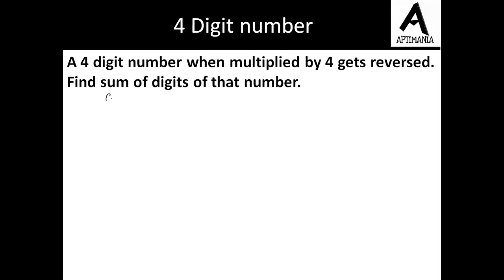So let us assume that the number was ABCD. When this number is multiplied by 4, the digits get reversed. So the number becomes DCBA. Fine. Now, let us write this number in expanded form.